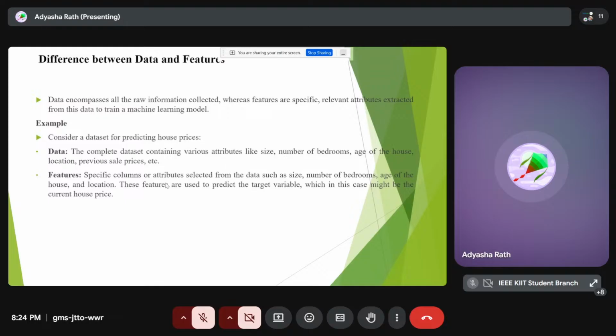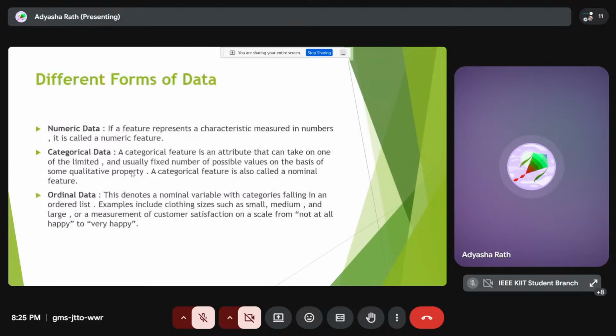So here the data encompasses the raw information collected, whereas the features are the very specific or relevant attributes extracted from the data for machine learning models. For example, consider a data set for predicting house prices. The data is the complete data set containing the size, number of bedrooms, age of the house, location, and previous sale price. But the features are specific columns, like number of bedrooms, age of the house, and location. So the data is the whole data set and a feature is a particular column.